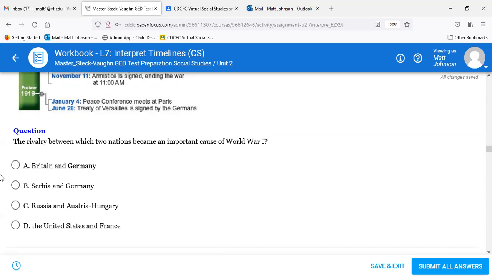The rivalry between which two nations became an important cause of World War I? A, Britain and Germany. B, Serbia and Germany. C, Russia and Austria-Hungary. Or D, the United States and France.